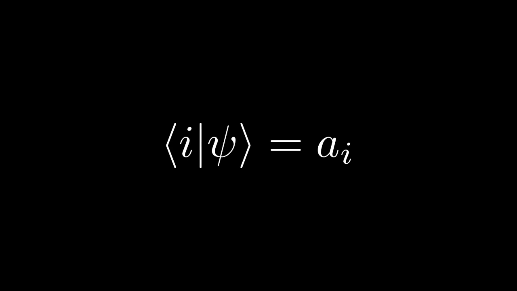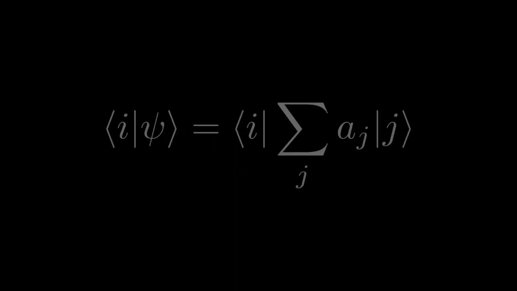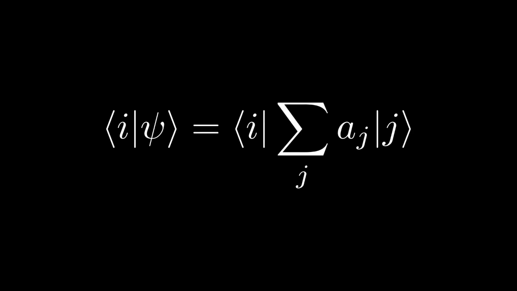In other words, if we wish to obtain the amplitude of the system being found in the ith definite state, we left multiply the system's ket by bra i. It is worth noting that we must use a different index for the sum. This is because the bra does not have to correspond to any arbitrary basis ket that's being summed over, but may correspond to a specific basis ket.